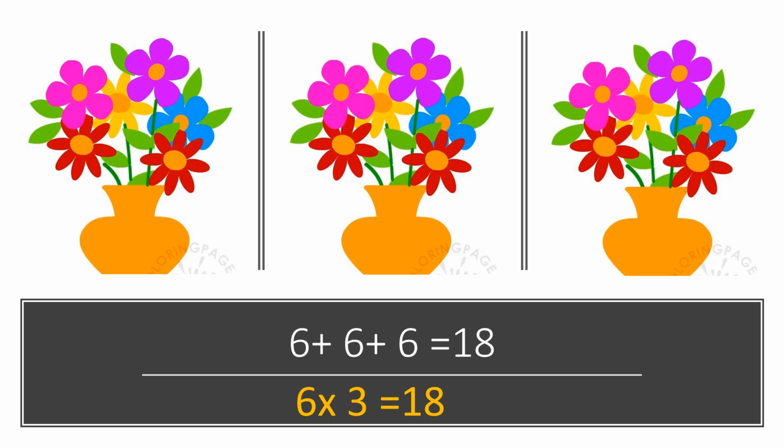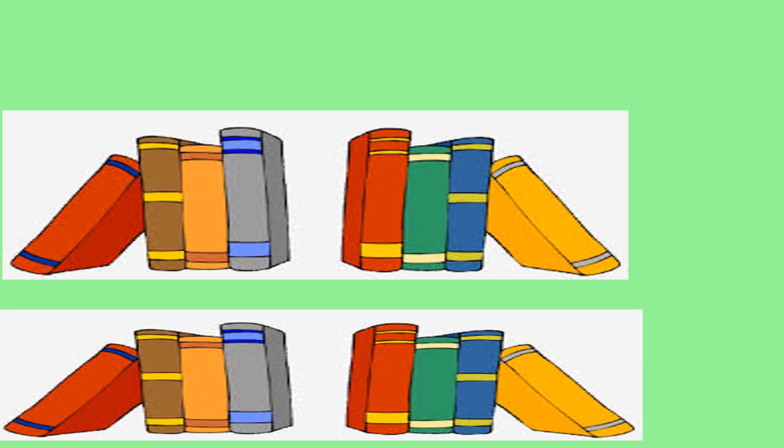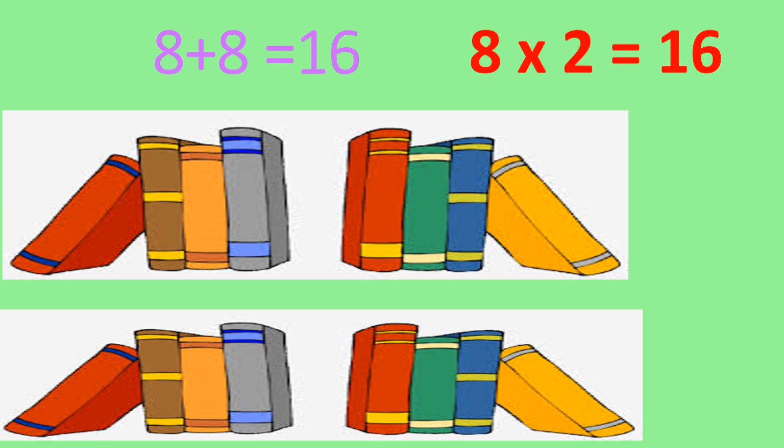Let's take another example. Here you have books set on a shelf. 2 shelves, and in the first shelf you have 8 books. In the second shelf also you have 8 books. That means 8 plus 8, 16 books. Now 8 and 8, that is 8 2 times. 2 times 8, 8 2s are 16.